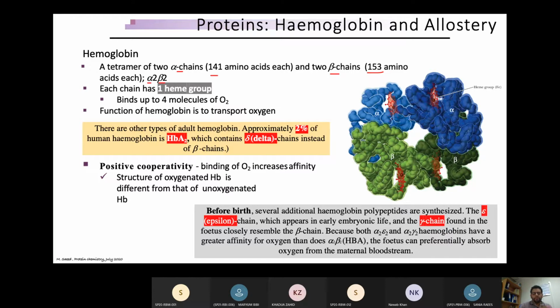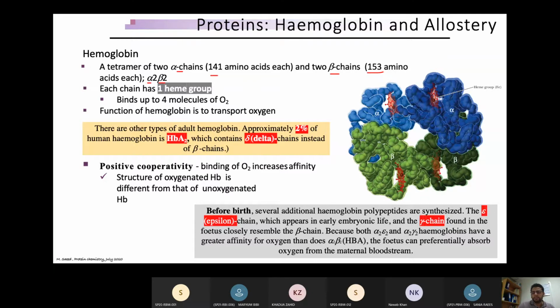So the alpha subchains are the same, but the beta subchain is replaced by the delta subchain. This is called hemoglobin A2, and up to 2% of the adult hemoglobin is made up of it. Similarly, before birth, there are other types of hemoglobin.